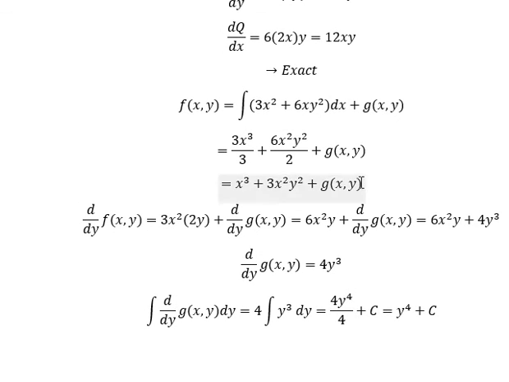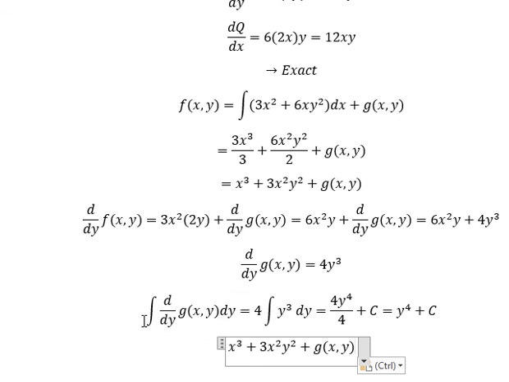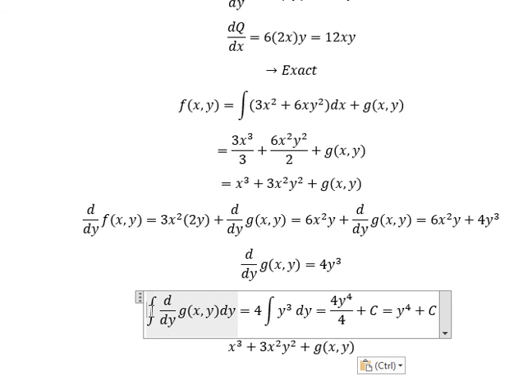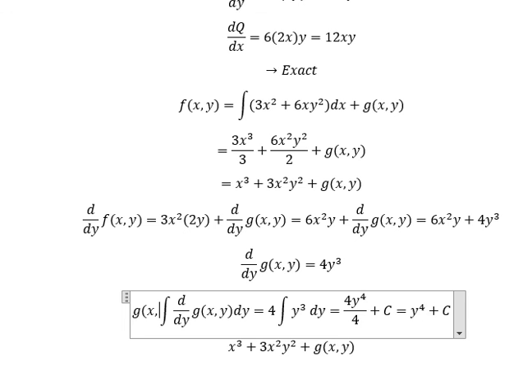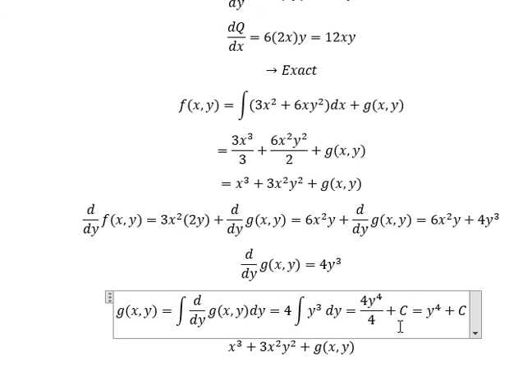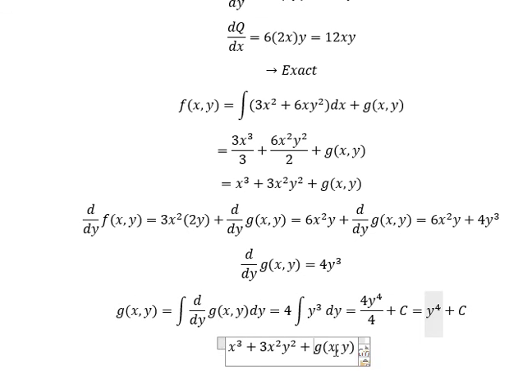Now we go back in here. The integration of this one, we have 3xy equals to this one. And we know that this one equals to f(x,y). f(x,y) equals to c. And now we can simplify like this.